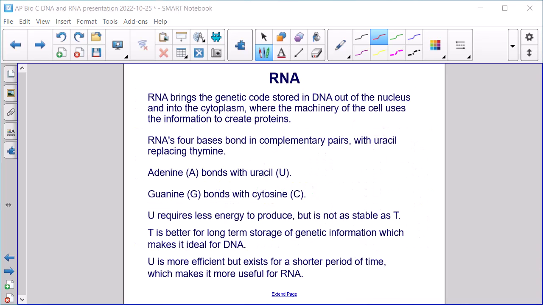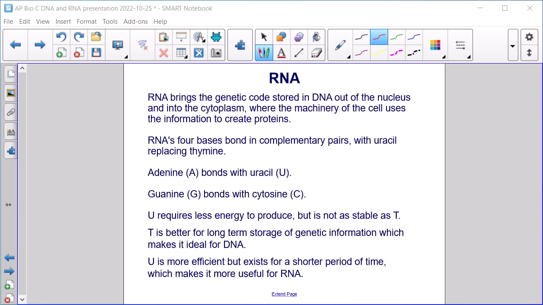RNA brings the genetic code stored in DNA out of the nucleus and into the cytoplasm, where the machinery of the cell uses the information to create proteins. RNA's 4 bases bond in complementary pairs, with uracil replacing thymine. Adenine, A, bonds with uracil, U. Guanine, G, bonds with cytosine, C.